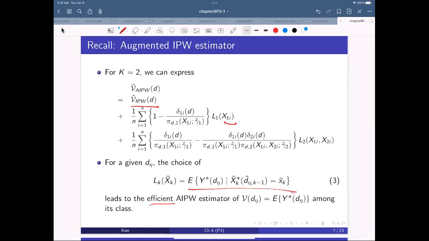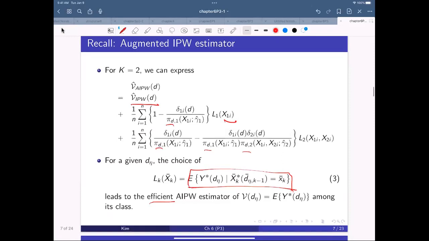So we already know how to compute pi, right? So now we are in a position to compute the conditional expectation. Then, using that, we can compute the AIPW estimator.